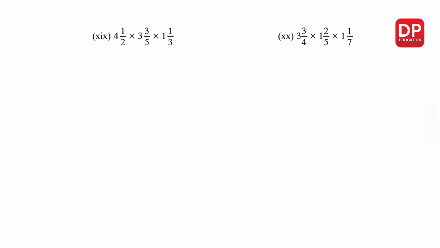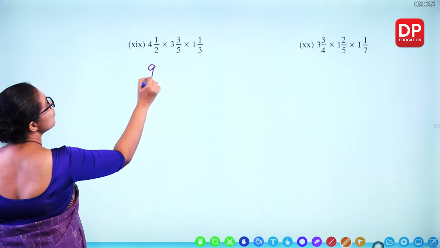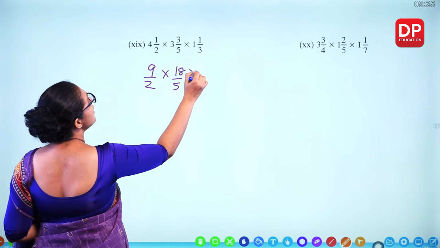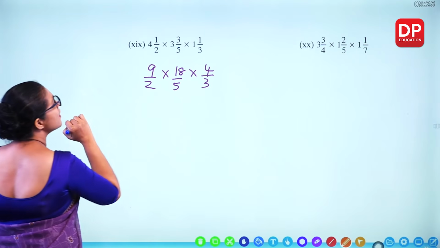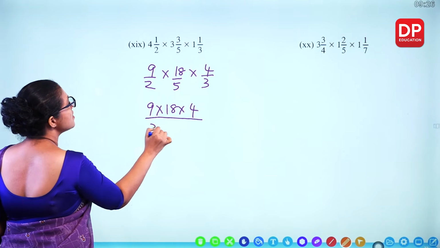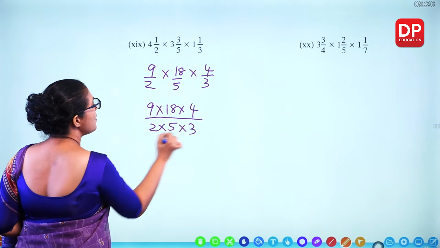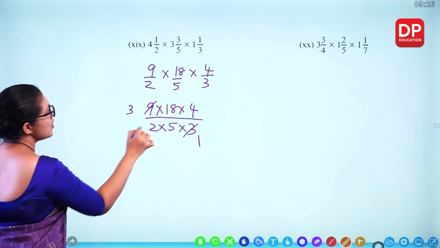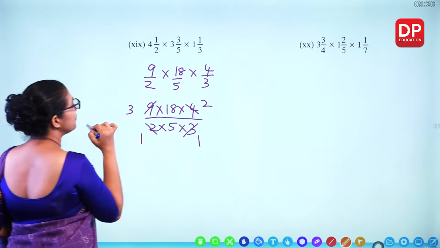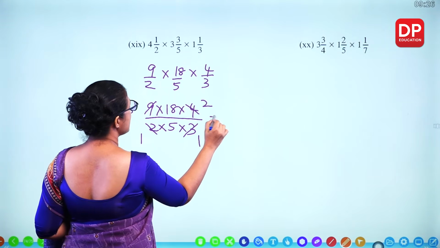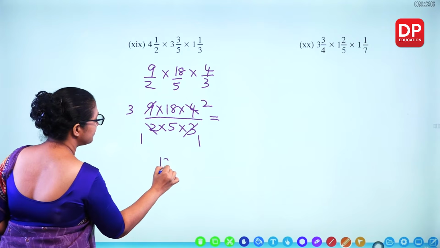So this one also convert all these mixed numbers to improper fractions. 9 over 2. 18 over 5. Here 4 over 3. Now see whether you can cross out numbers with the numerator and the denominator. 3 times 1, 3 times 3. 2 times 1, 2 times 2. So that's all. 3 times 2, 6. 6 into 18.